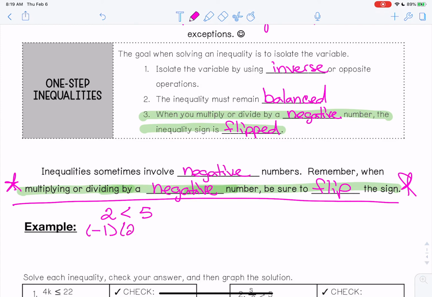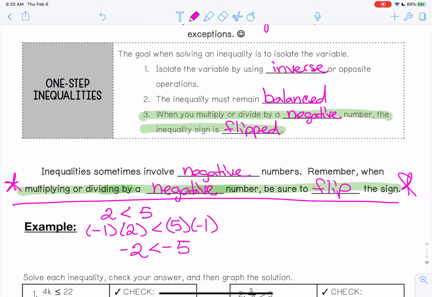So I'm going to multiply the 2 by a -1, and I'm going to multiply the 5 by a -1. Well, negative times a positive equals a negative, so both answers are going to be negative. And 1 times 2 is 2, so it's going to be -2 is less than 5 times -1, which is -5.